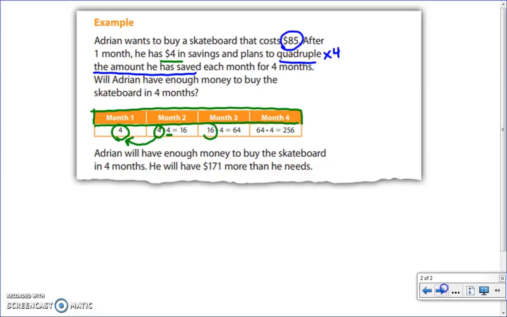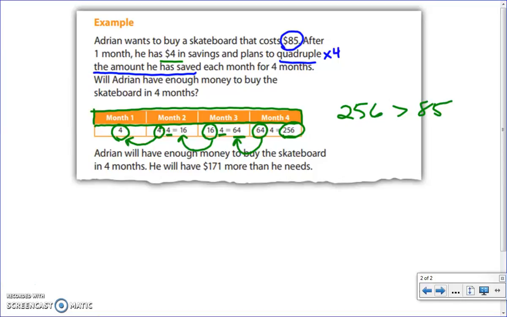Again, this represents how much he had in month 2, and then it is quadrupling in month 3, making 64. And then this represents the amount he had in month 3, it is quadrupling again, now he has $256. So when it asks, will he have enough money to buy the skateboard in 4 months, he definitely will, because he will have $256, and that is more than $85. So he will for sure have enough money to buy his skateboard after 4 months. And that's basically what it asks.